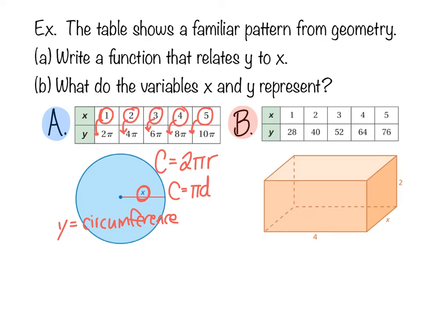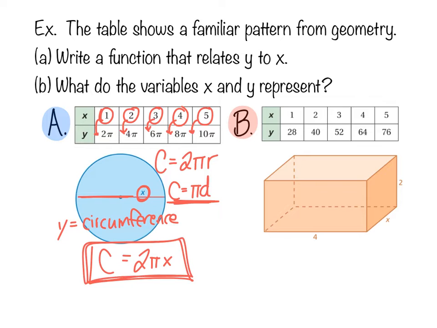Wants me to write a function, so my function is going to be in relation to x, right? So I can't use pi d because they're not giving me the diameter. I can't use that one. So it's going to be 2 pi r, but they're calling my radius x. So this is my function rule. And you can see, check it out, when we plug in 1, we get 2 pi. When we plug in 2, we get 4 pi, so on and so forth.